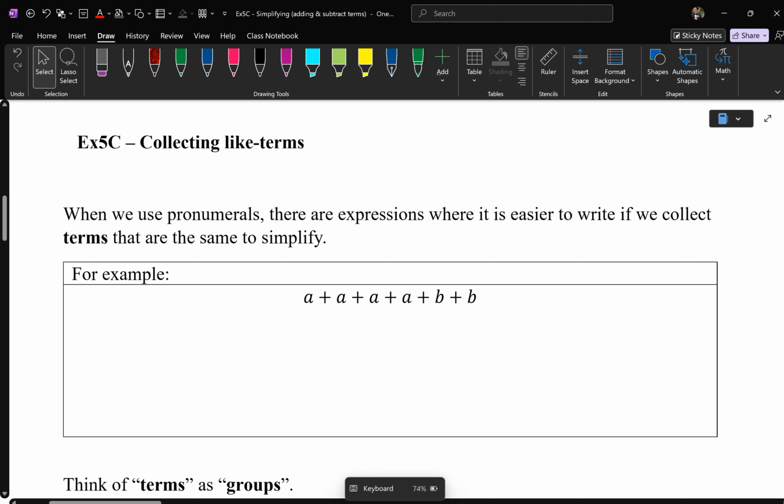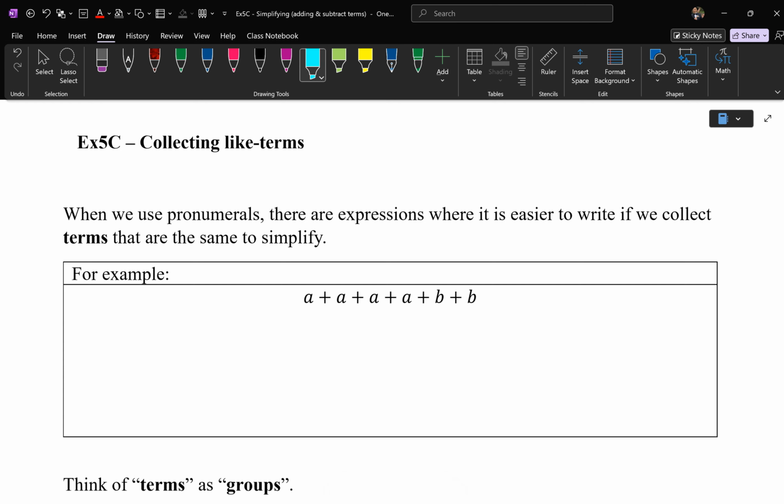So far, you've learnt what is an expression. You learnt terms. So let's have a look at what I wrote down here. So when we use pronumerals, there are expressions. Now, what is a pronumeral again? Hands up if you, someone explain to me. What's a pronumeral?